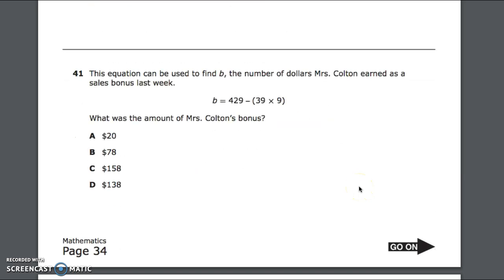Number 41. This equation can be used to find B, the number of dollars Mrs. Colton earned as a sales bonus last week. What was the amount of Mrs. Colton's bonus?